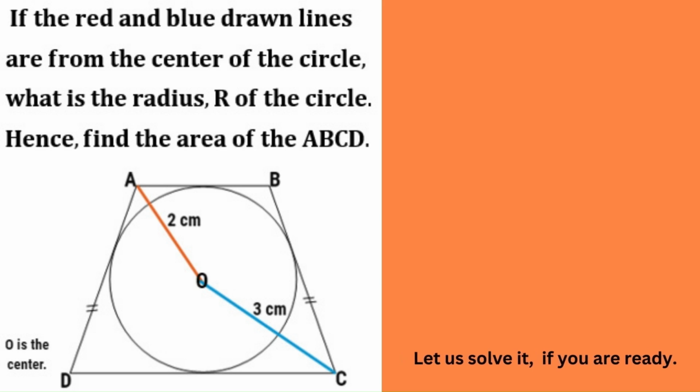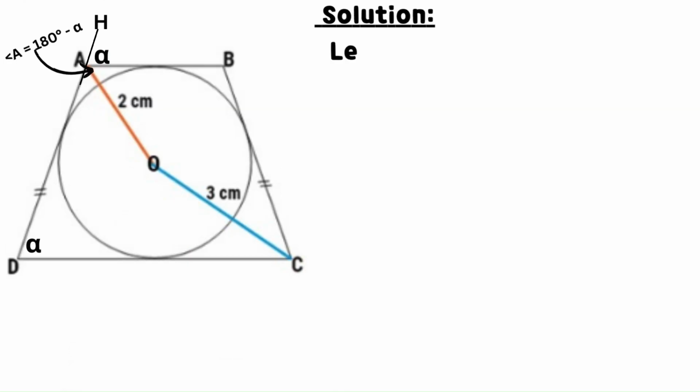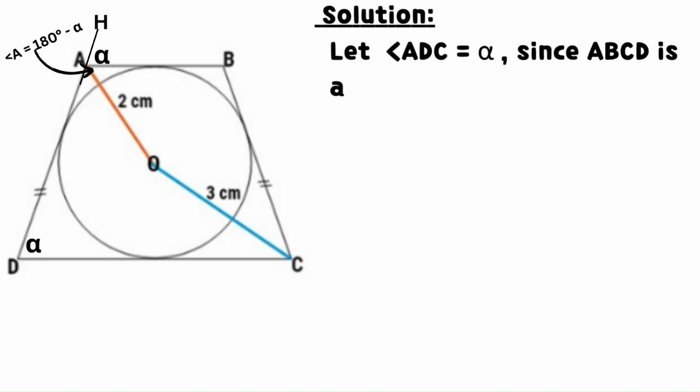What is the radius, r, of the circle and the area of ABCD? Let angle ADC equal alpha.